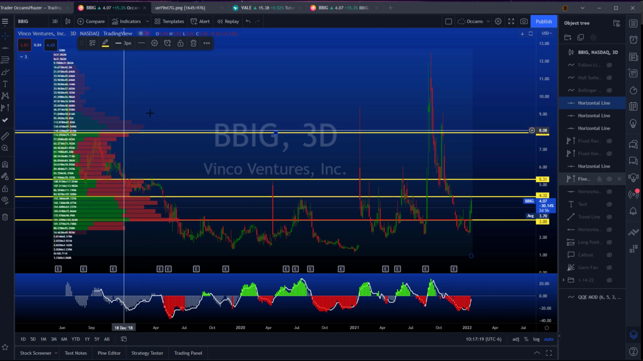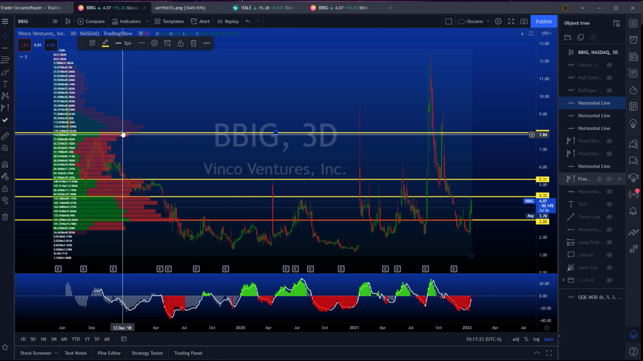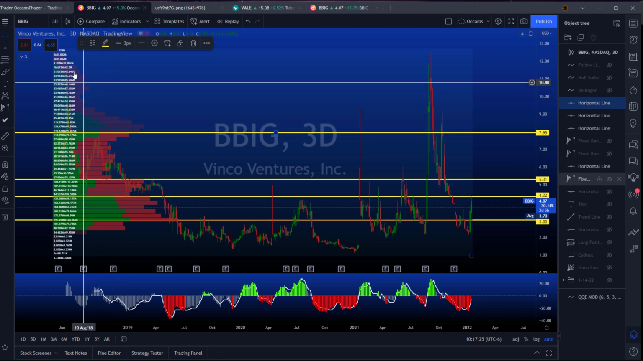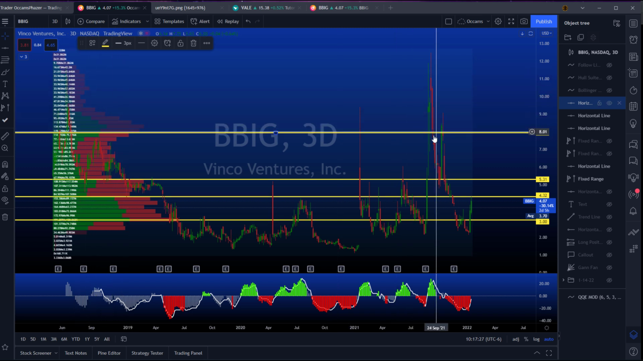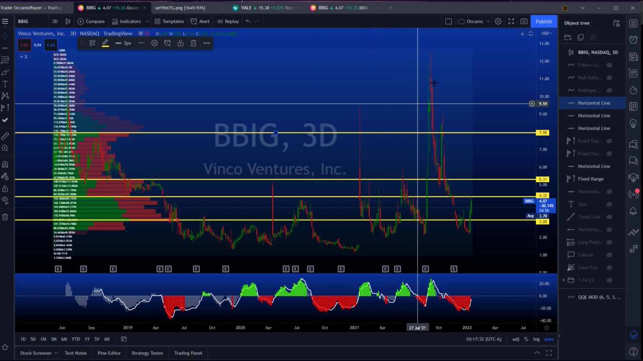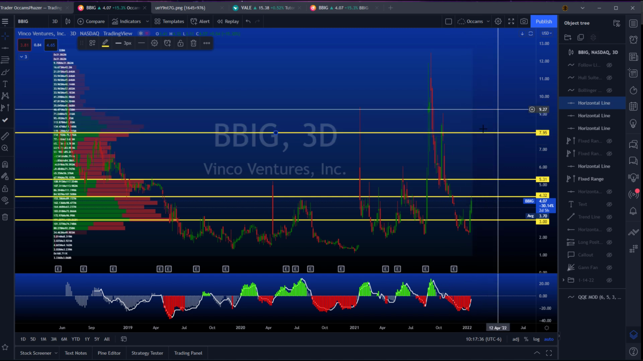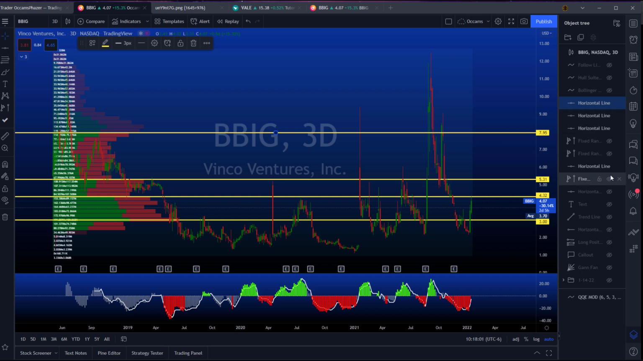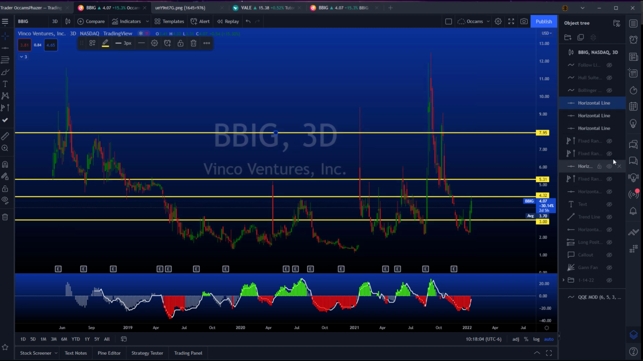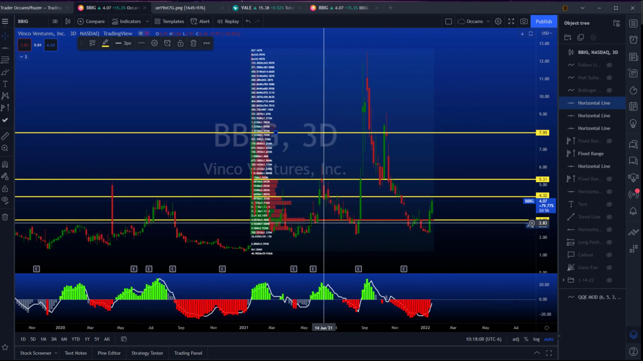After that $8 mark, you'll notice that the selling pressure starts to really step up. And that makes sense because you start to get towards all-time highs and there is profit taking, heavy profit taking going to happen above $8. Now let's go ahead and hide the overall volume profile and look at this January run-up.